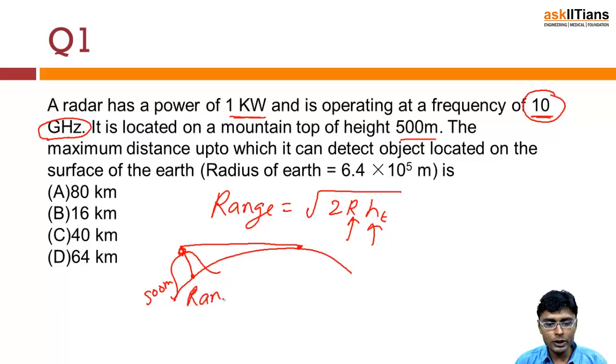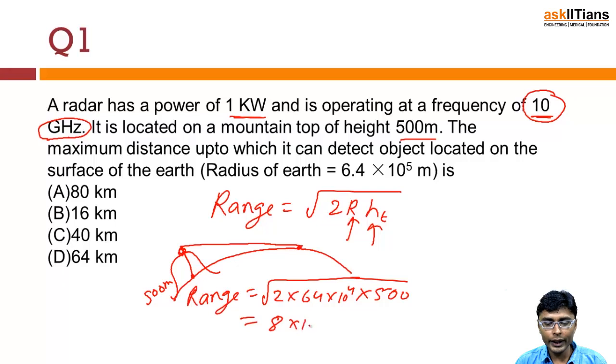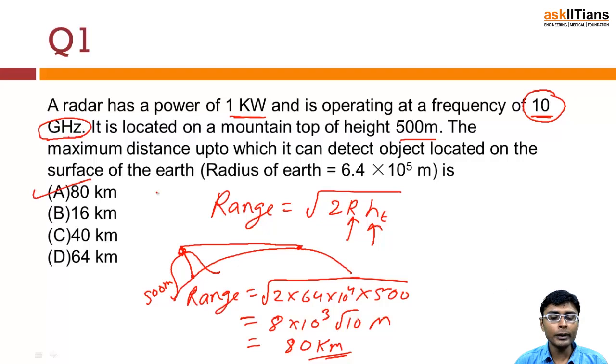So range will be equal to under root of 2 into R, radius of earth, which is 64 into 10 raised to power 4 meters, into height, which is given to us as 500. If you simplify it, you can take 8 common, into 10 raised to power 3, under root of 10, this will be in meters. If you convert into kilometers, it will be roughly equal to 80 kilometers. Right, so the correct answer will be option number A for this question.